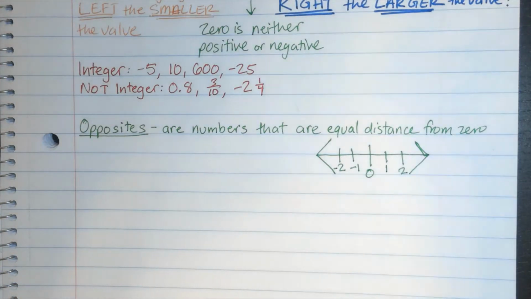So let's think about an opposite, right? Let me ask Giovanni. Giovanni, go ahead and tell me, if I had to ask you what is the opposite of a positive 2, what do you think the opposite of that would be?